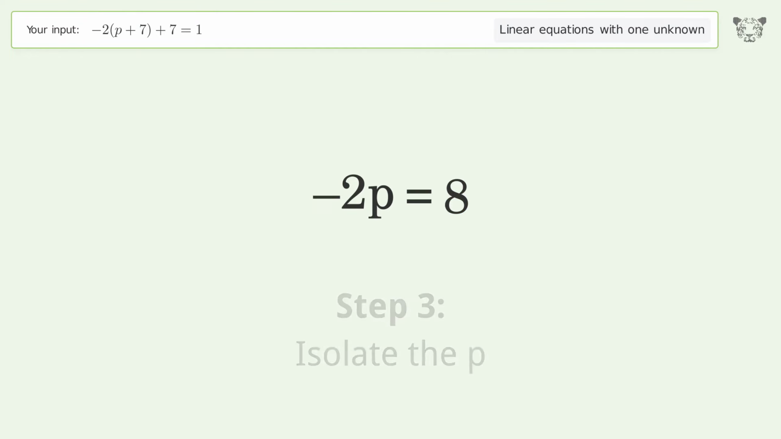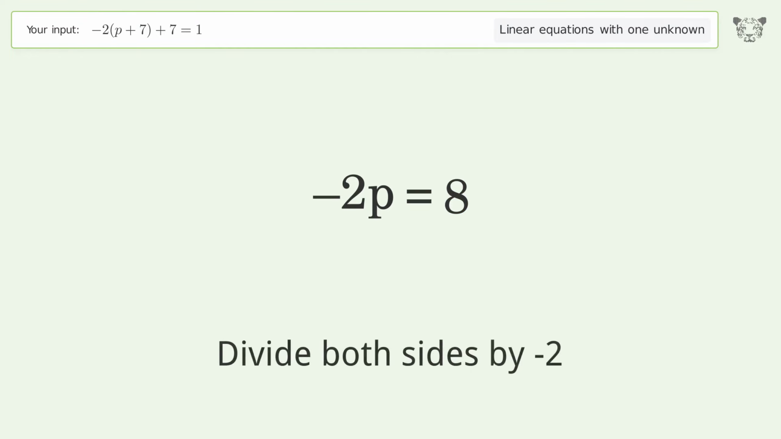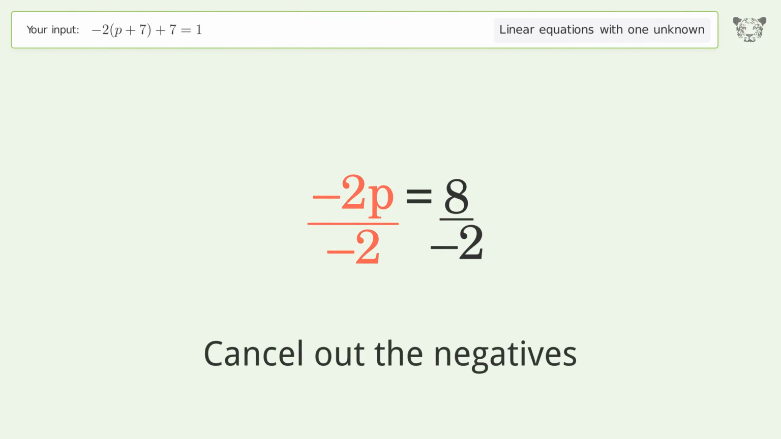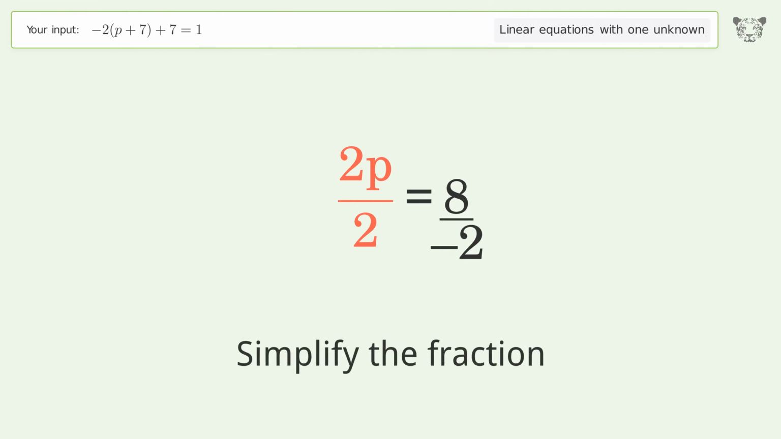Isolate the p. Divide both sides by -2. Cancel out the negatives. Simplify the fraction.